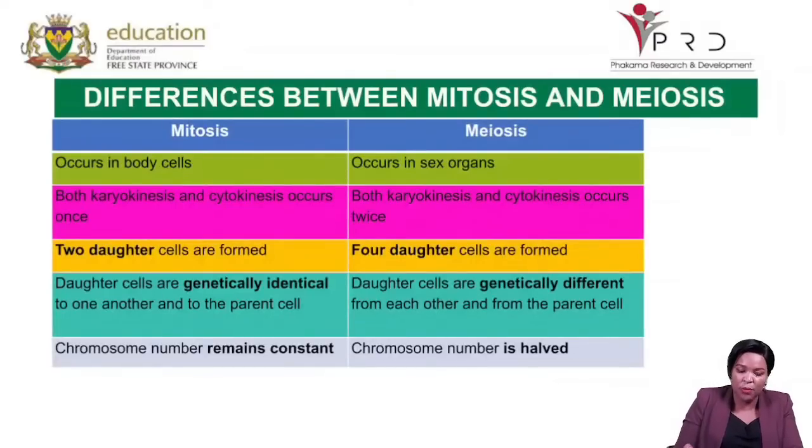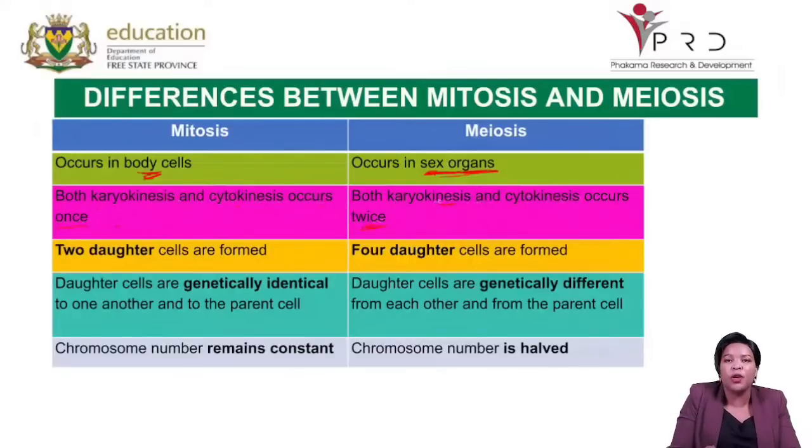And then the differences between mitosis and meiosis. Mitosis occurs in body cells, and meiosis occurs in sex organs, your testes and your ovaries. Both karyokinesis and cytokinesis occur once in mitosis, but in meiosis, they happen twice. When? During meiosis 1 and during meiosis 2. Then 2 daughter cells are formed during mitosis, but during meiosis 4 daughter cells are formed.